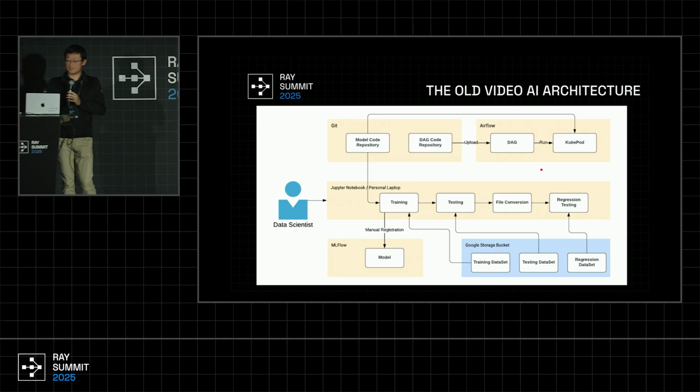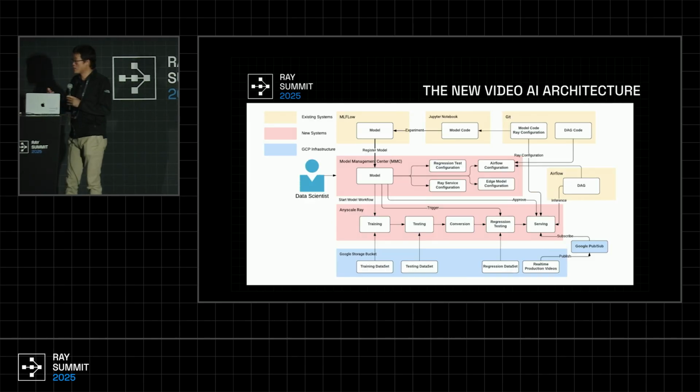QPod, as we know, is not optimized for machine learning workloads. It's hard to use a GPU configuration for it, and it's not the best way to maximize CPU or GPU utilization for long-running jobs. And the laptop obviously is not the best choice for training a model either. So that comes to the new AI architecture platform, where we have incorporated the new systems highlighted in red, basically the MMC and Anyscale Ray.